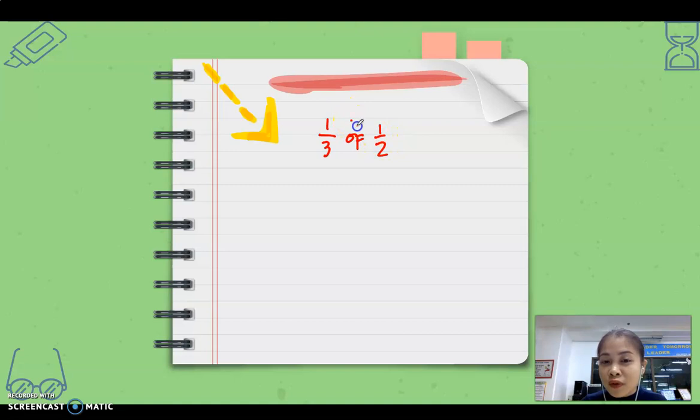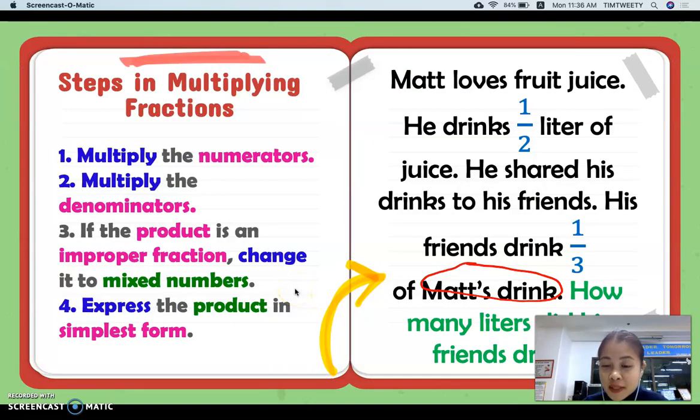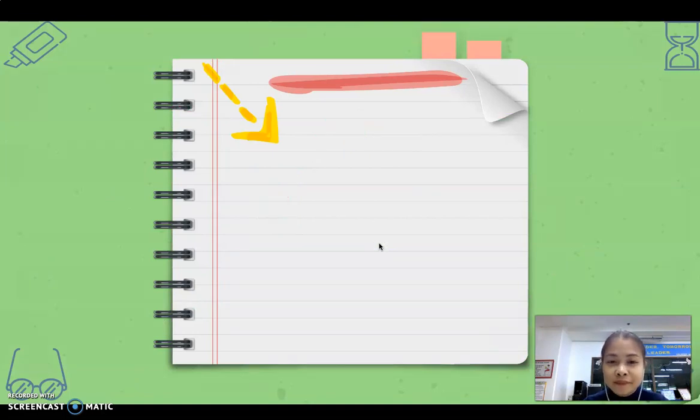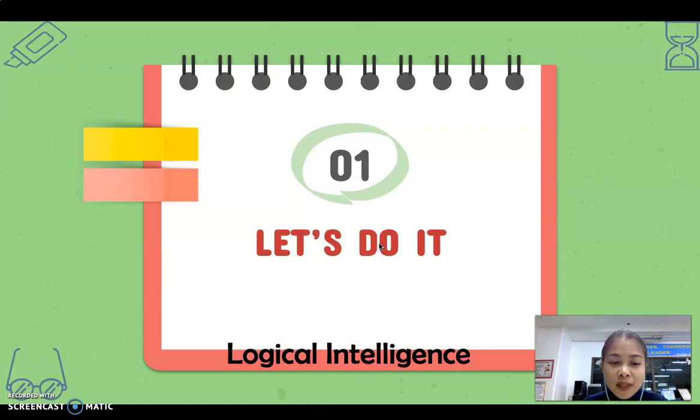And when you say the word of, you're going to multiply automatically. So we are going to solve the problem by just multiplying the numerators. So we have 1 times 1 is 1. Denominators, 3 times 2 is 6. So his friends drink 1/6 liter of juice of Matt's drink. Now let's have more examples.